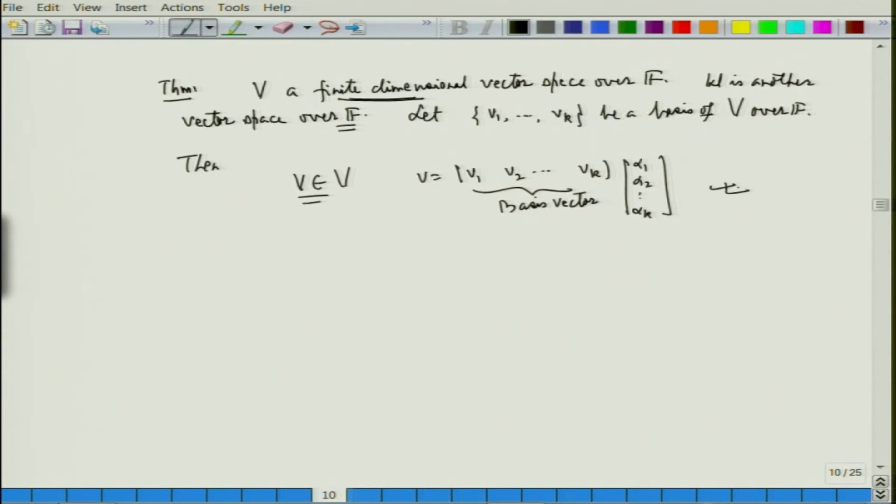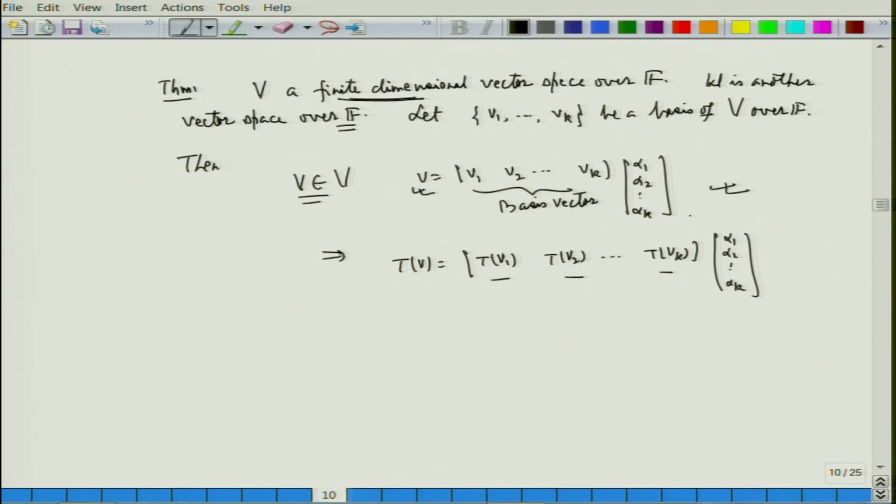Once I have this as my V, this implies that T of V is alpha 1 T of V1 plus alpha 2 T of V2 up to alpha k T of Vk. The alpha 1, alpha 2 to alpha k remain the same, there is no change there. What we had said was that the image of V is known as soon as we know the image of the basis vectors, and it is just those alphas coming into play, nothing else. This is very important, you need to understand.